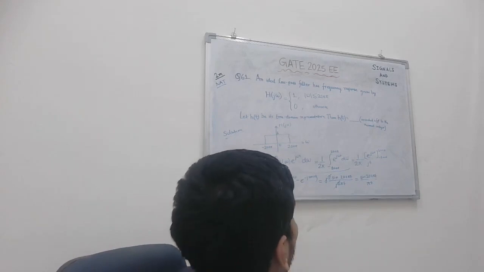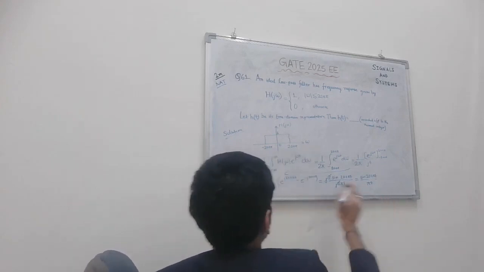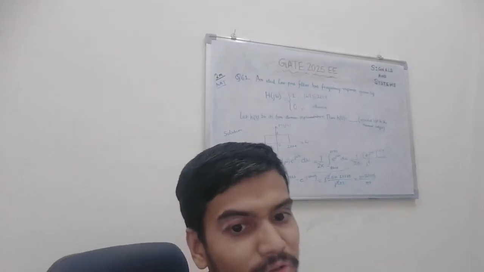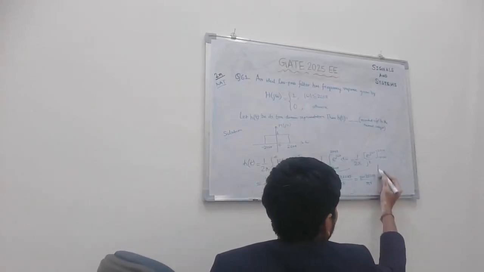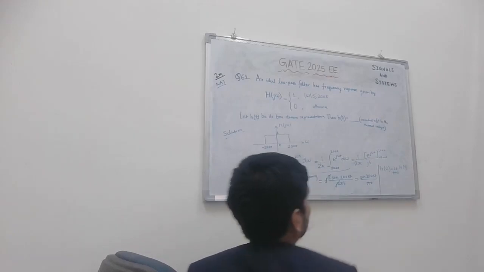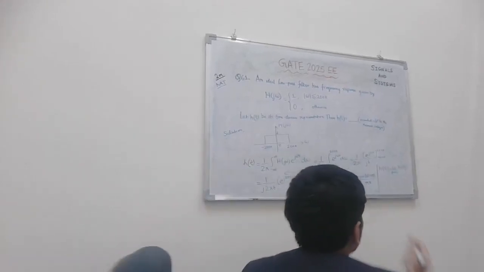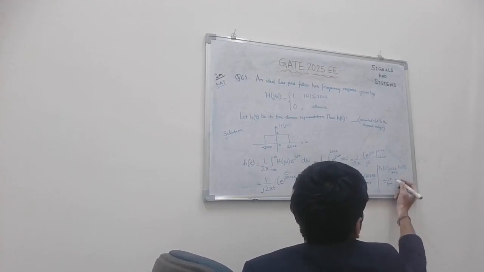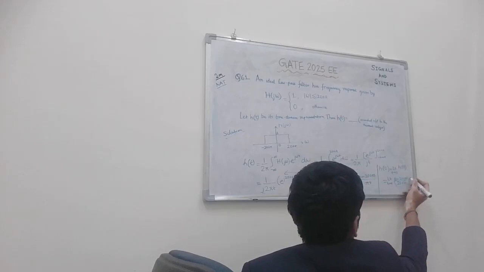Now we can see at t equal to 0, this will be a 0 by 0 form, indeterminate. So we have to take the limit. So h(0) will be the limit as t tends to 0 of h(t), otherwise there is no meaning. It will basically be the limit as t tends to 0. You can write this as sin(200πt) by 200πt times 200.